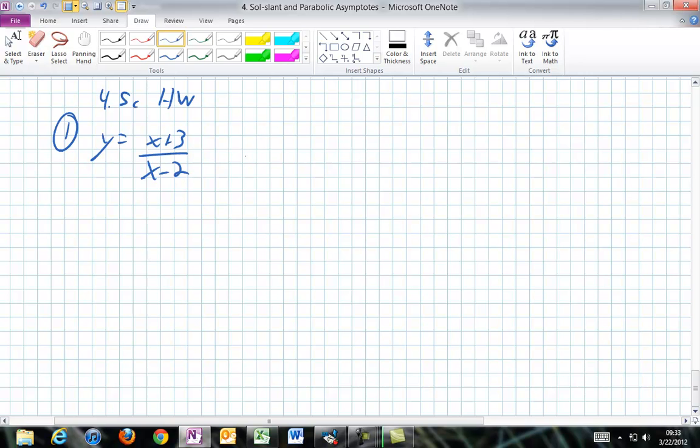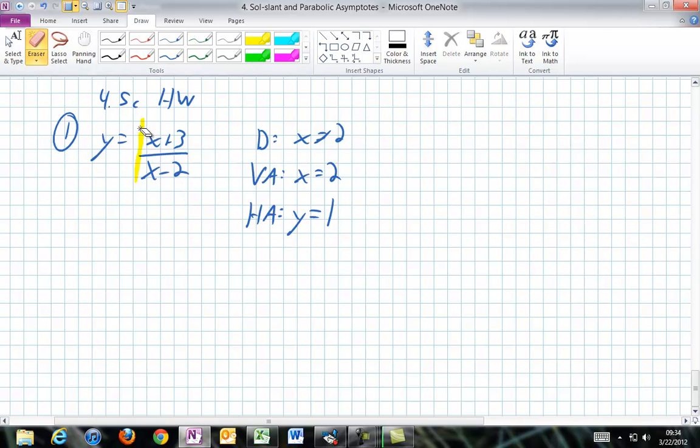Okay. What I know about this one, if we start with domain, is x is not equal to 2. I know we're going to have a vertical asymptote at x is equal to 2. And I know we're going to have a horizontal asymptote. If I follow the rule of leading coefficients, if the degrees are the same, and the degrees are the same here, then my horizontal asymptote should be y is equal to 1.